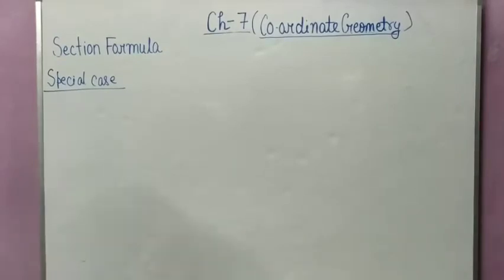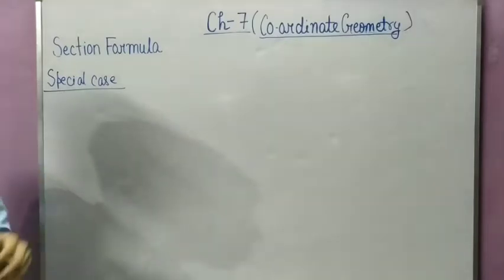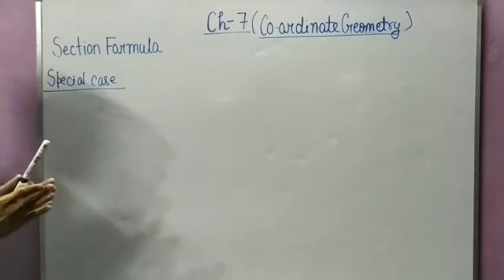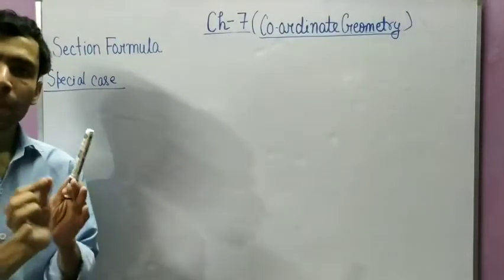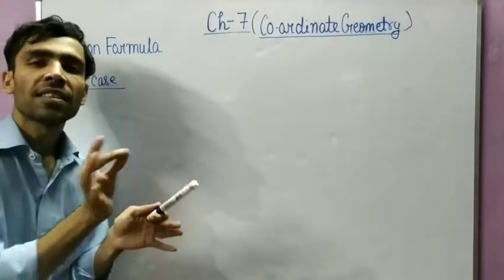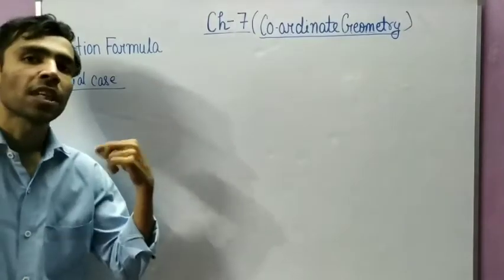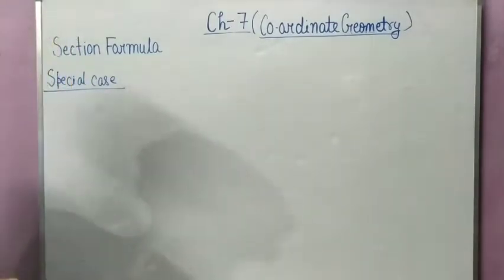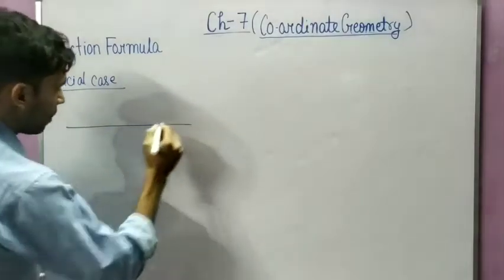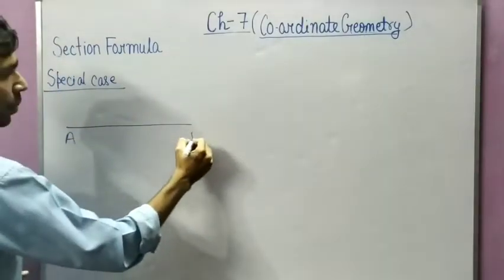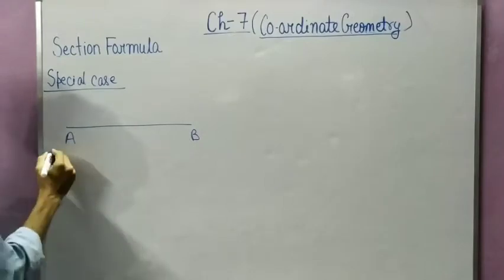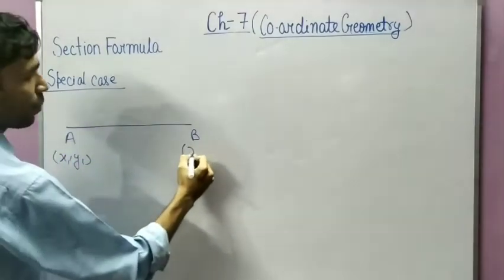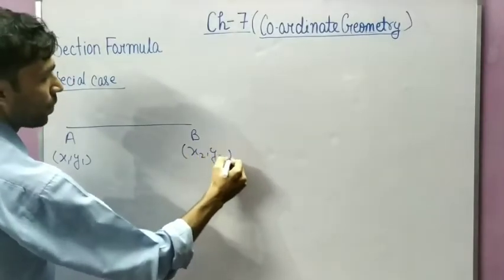Now student, one special case comes in the section formula. What is the section formula? When a particular point divides a line segment in a certain ratio, with the help of the section formula we can find the coordinates of that point. Suppose AB is a line segment, and the coordinates of A are x1, y1, and the coordinates of B are x2, y2.